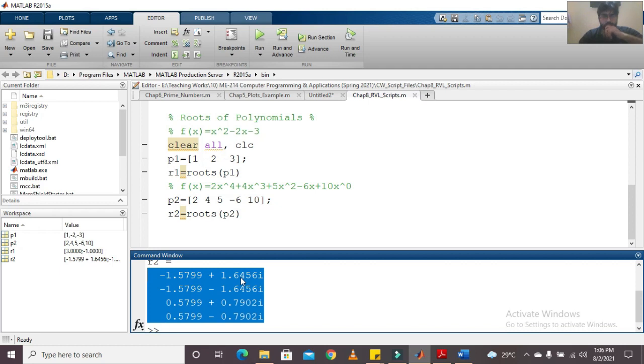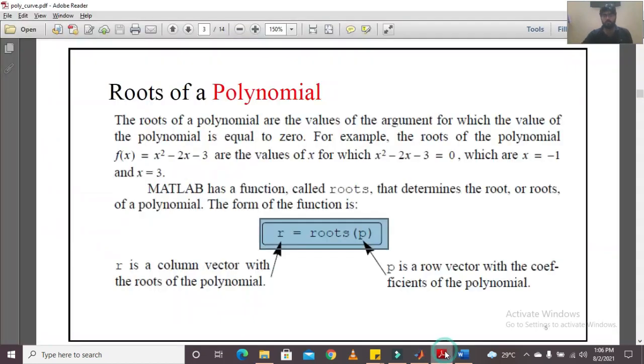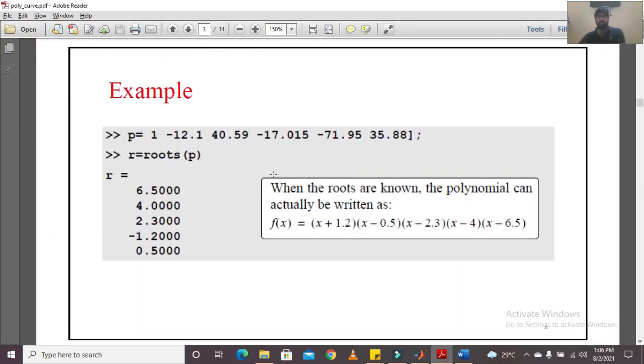So this is how the roots are calculated. The roots can be calculated by using the MATLAB built-in function roots. I have again attached an example for this question.